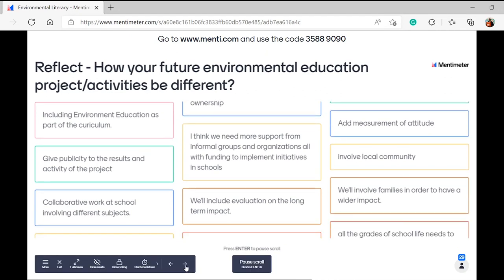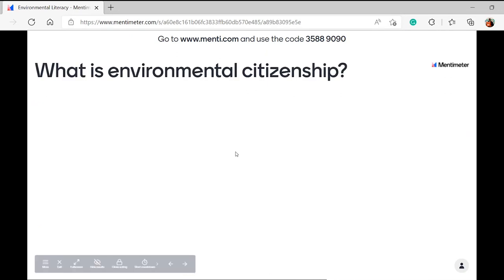Okay, so almost 30. Now let's get into the next part of the presentation, in terms of what is environmental citizenship. So any ideas or any reflections from your side? What is environmental citizenship? What do you understand by environmental citizenship? You can go to menti.com and use the code 35889090.